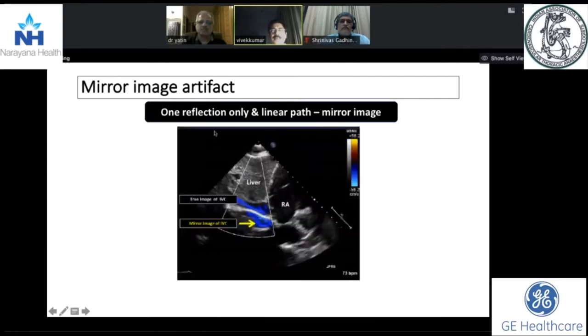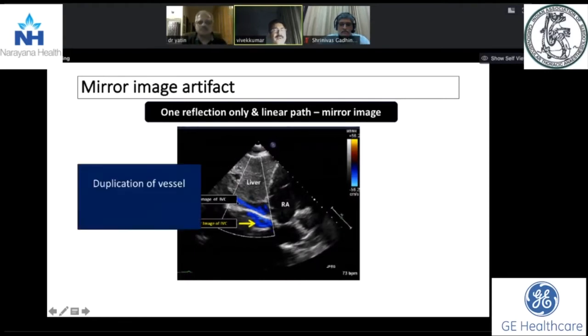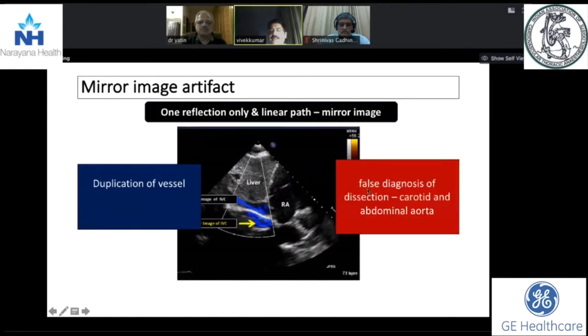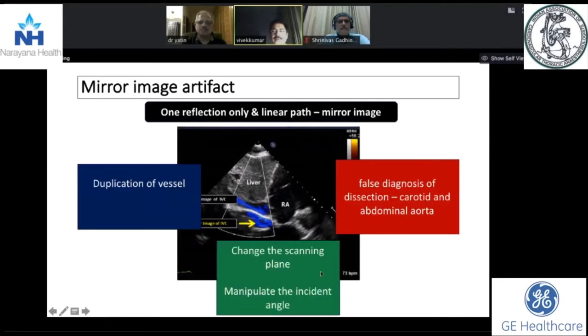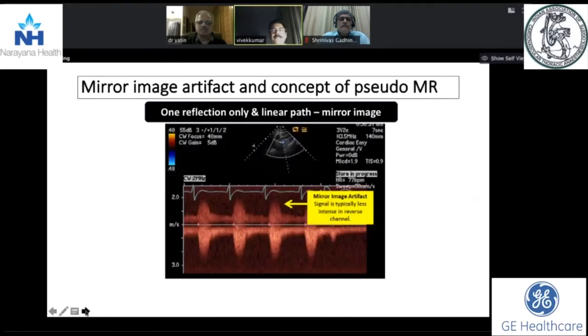One of the common problems in mirror image artifacts is the duplication of vessels. We have all experienced this with the IVC, the true image and the false image, where the reflection is coming from the liver margins. Duplication of vessels leads to false diagnosis of dissections, especially in carotid and abdominal aortas. The resolution is very simple: change the scanning plane and manipulate the incident angle.